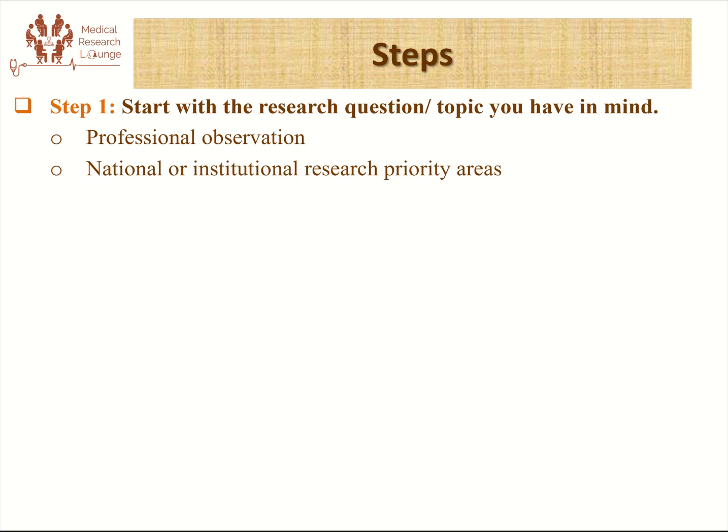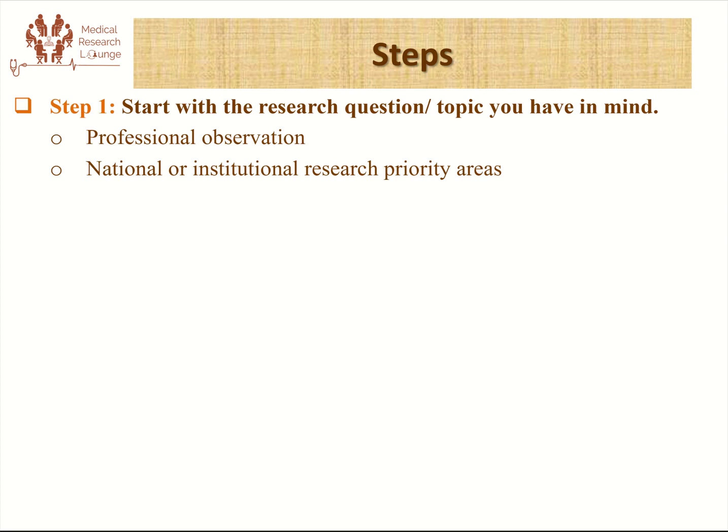The other is, if we don't have anything in mind at the spot, we can go and refer to the national and institutional research priority areas. Every country has their own research priority areas in any field based on the epidemiologic and demographic data of the country. So for us, you can go to the Ministry of Health website and you can see what research priority areas are set in the country for the coming 5 years or 1 year or 10 years or whatever.